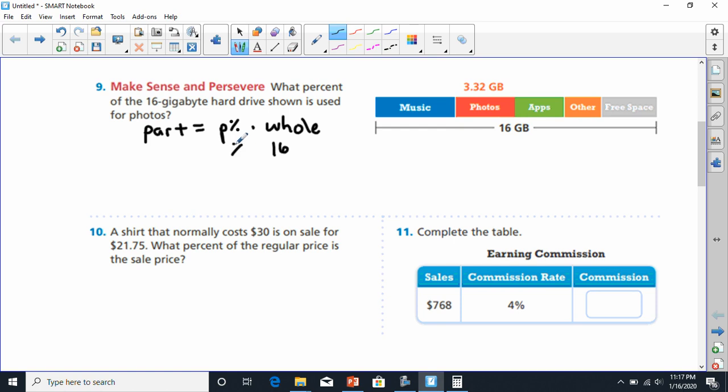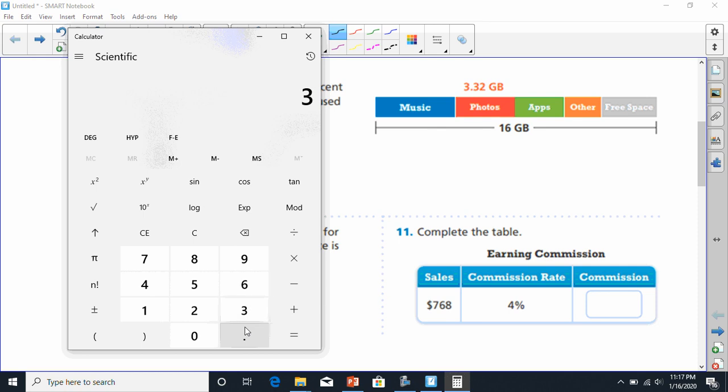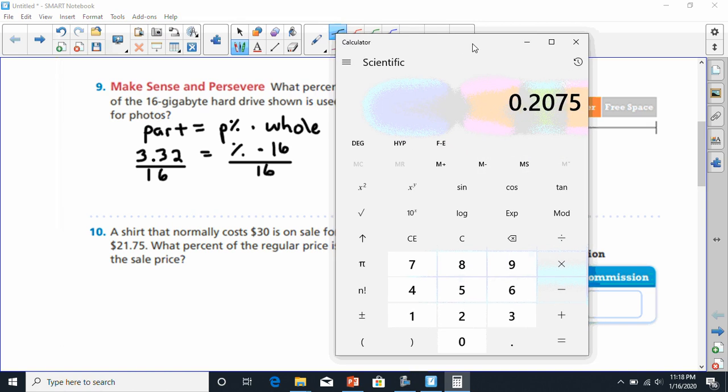So the percent times that is going to equal the part, which is 3.32. Once again, we're going to divide 16 from this side to get it by itself, which means we'll divide it from this side. Now I have to find out what 3.32 divided by 16 is. 3.32 divided by 16 is 0.2075.